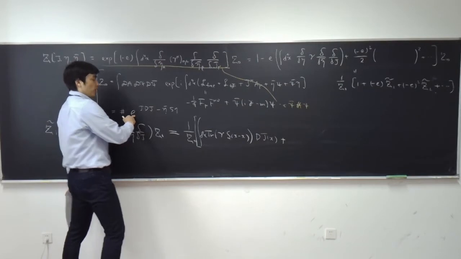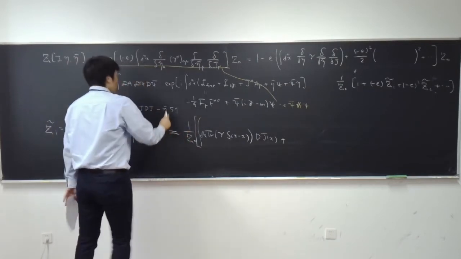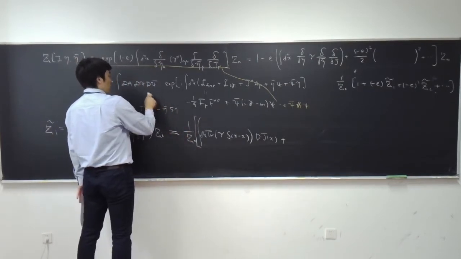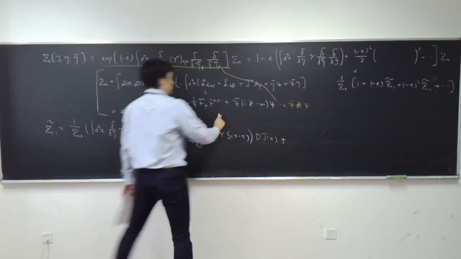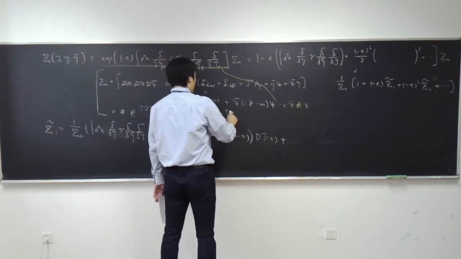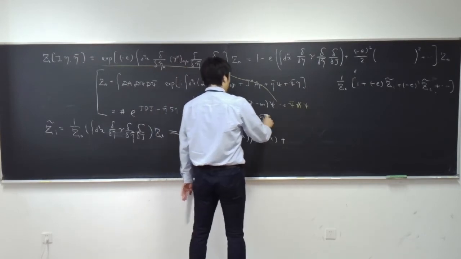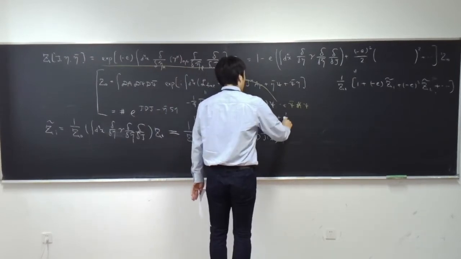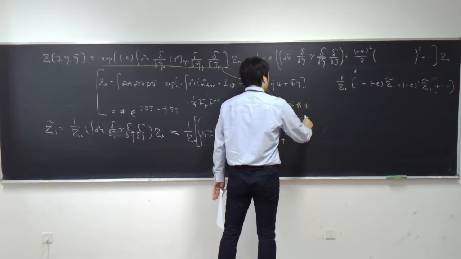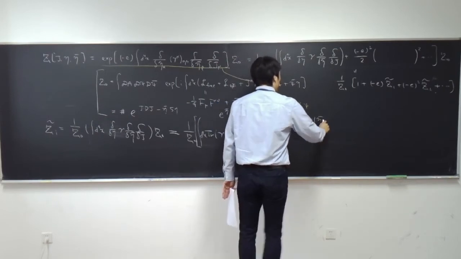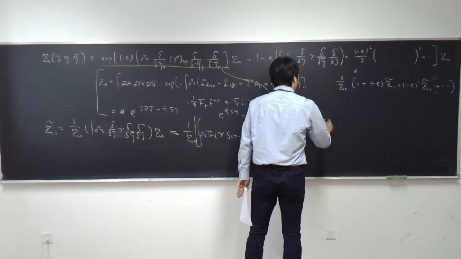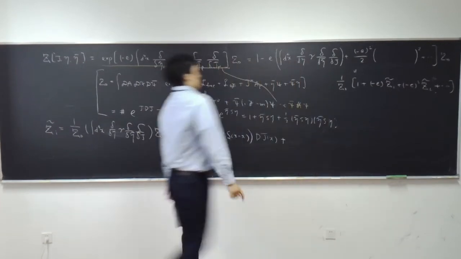Another way to apply it is to do the Taylor expansion of the exponential. For instance, if you do the exponential e to the eta bar S eta, that will give you eta bar S eta, and 1/2 eta bar S eta times eta bar S eta, and so on.